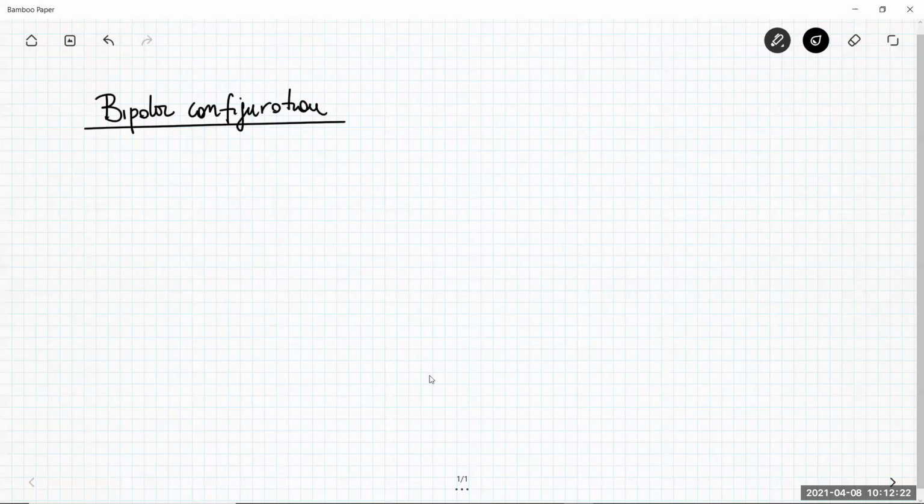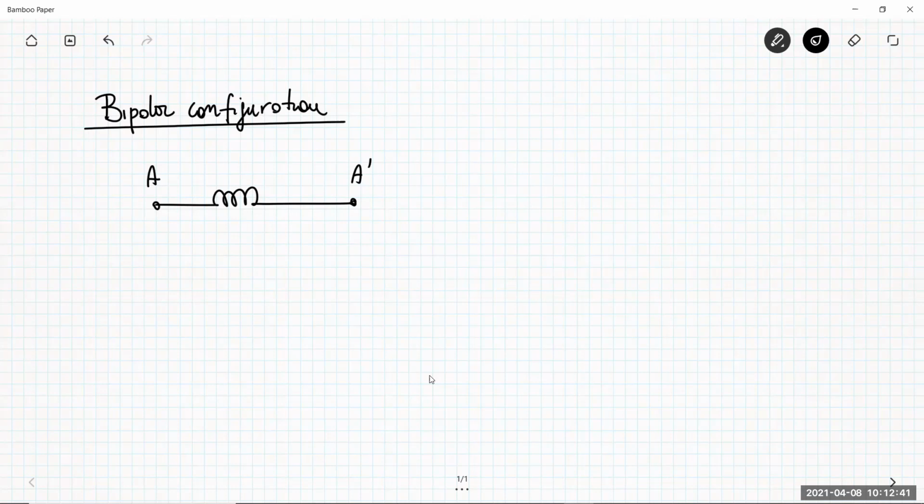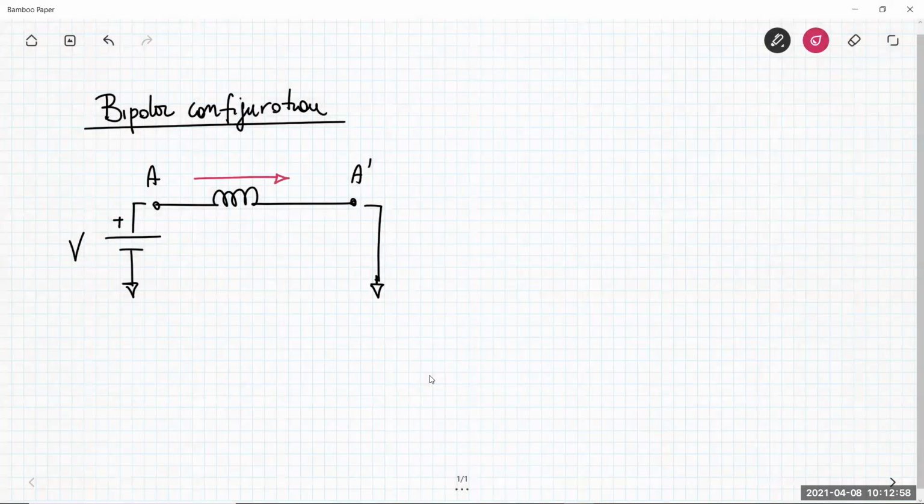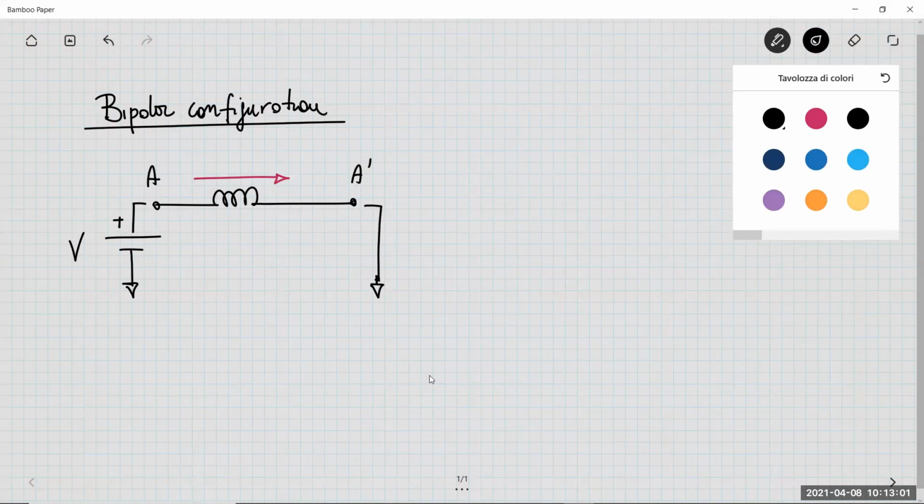Bipolar configuration means that you have, for example, this kind of configuration. Let me call this A and A prime, just to make a direct relationship with the operation principle I discussed before. This node can be connected to, for example, a power supply, which I call V. This can be connected to 0, and as you can see, there is a current flowing in this direction. But this is not the only possibility.